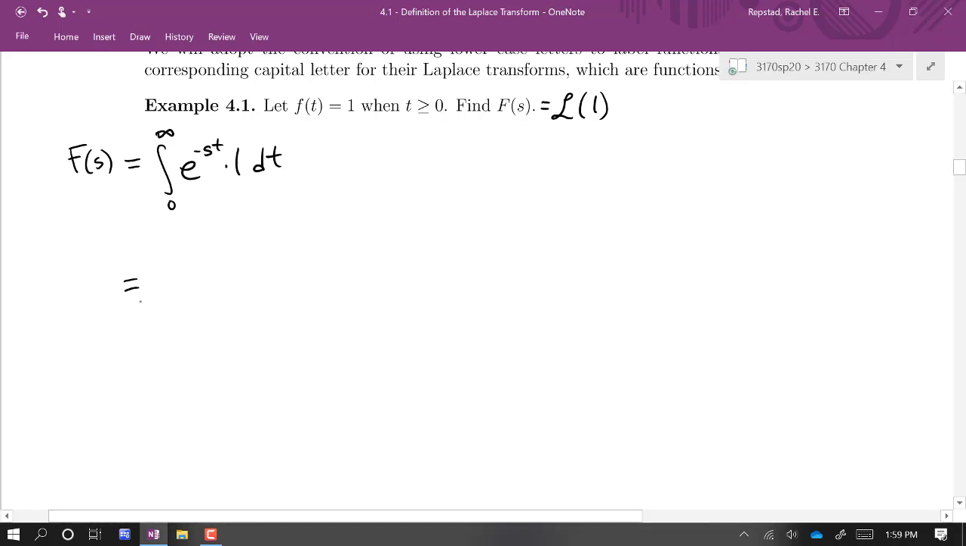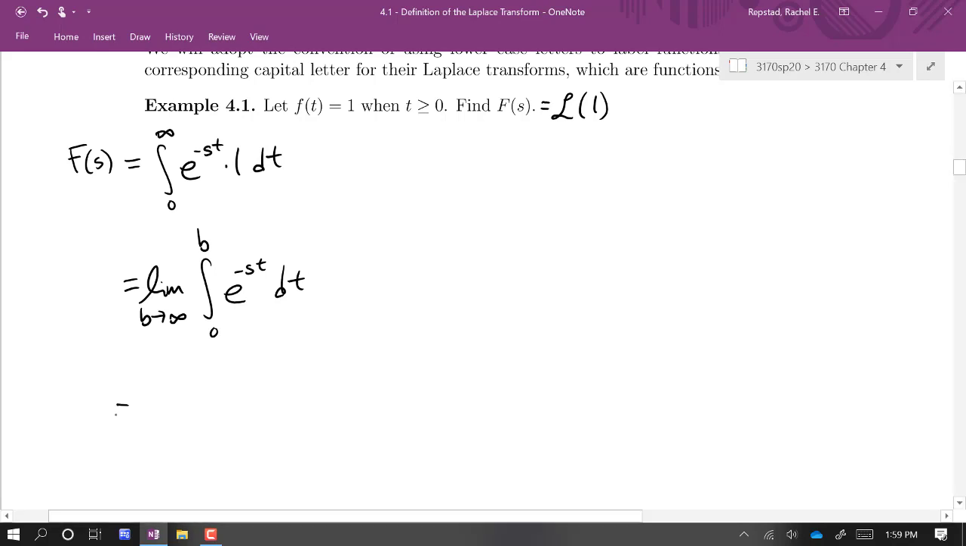So we're going to set it up as a limit as b approaches infinity of the integral from 0 to b of e to the minus st dt. Now we know how to do this integral. s is another variable, but keep in mind we are integrating with respect to t. So when we see this integral, any variable that isn't a t we treat like a constant. So that s is like a constant.